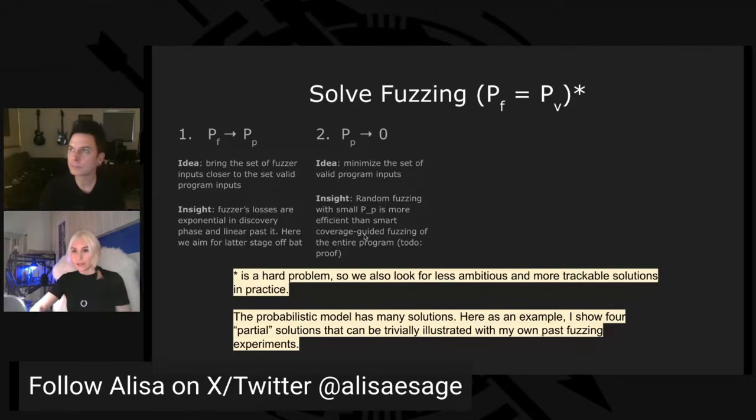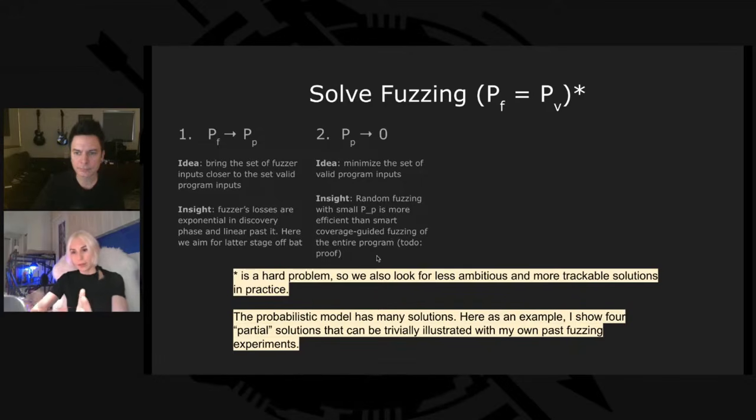And the basic insight with this particular approach is that even random fuzzing with a small probability distribution of the program is more efficient than smart coverage-guided fuzzing of the entire program. I think this can be proved mathematically. I didn't attempt it here, but in practice it holds.